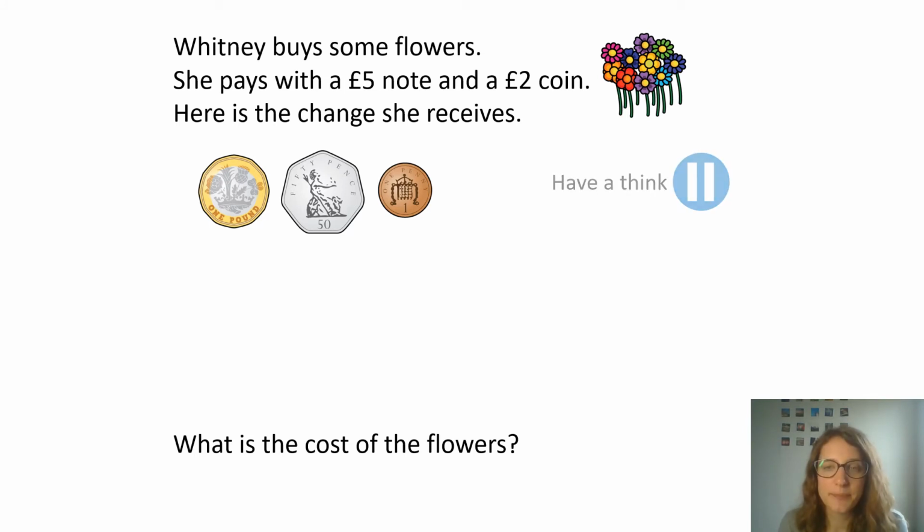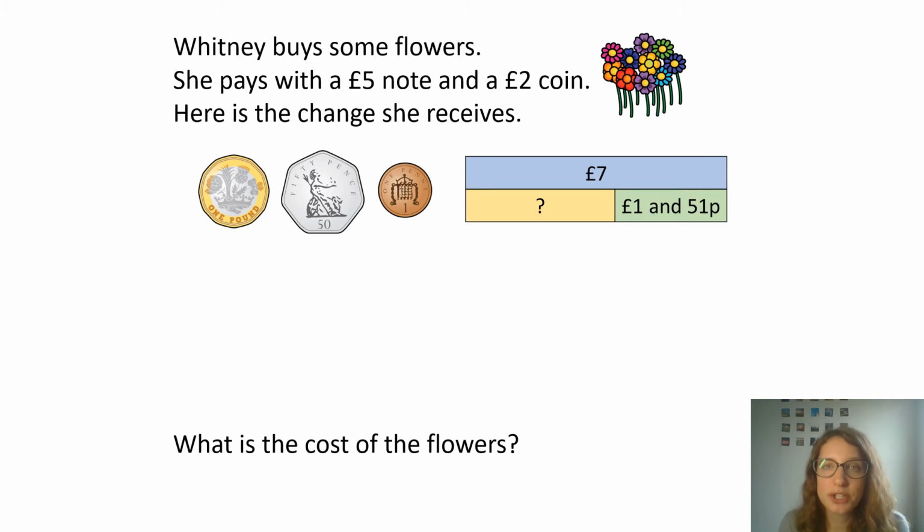Right, so let's have a look. You can use a bar model to help us. So we know that 5 add 2 is £7. So that is our total amount that she paid with. And we've put underneath £1.51 because we already know that amount. So now we need to know what we would add to that £1.51 to make £7. Okay, so let's try and work out the cost of the flowers.